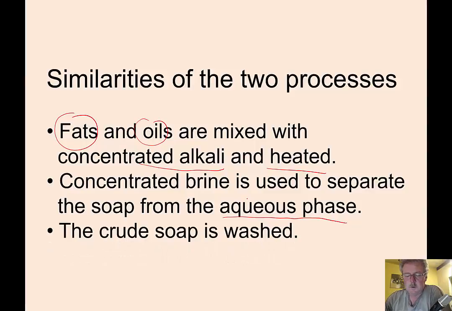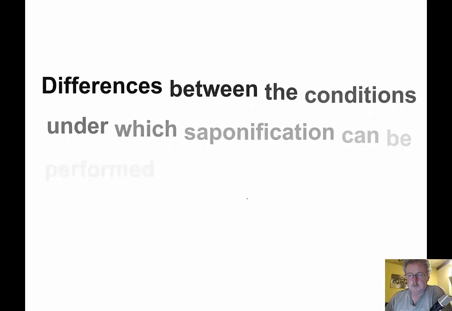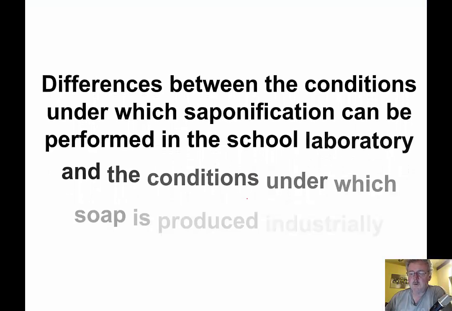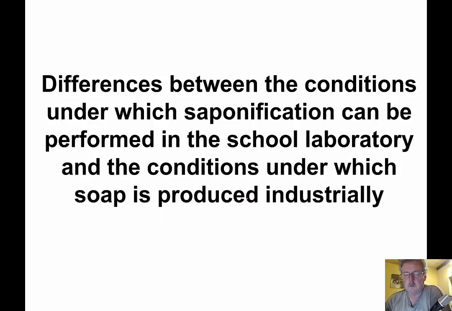Aqueous, water. Crude soap that we have forms a layer and it's washed, and then it can be dried and treated later. Okay, in the laboratory we'd wash it, dry it off, be careful, and then test our soap. The differences between those conditions, so the lab and the industrial production of soap.